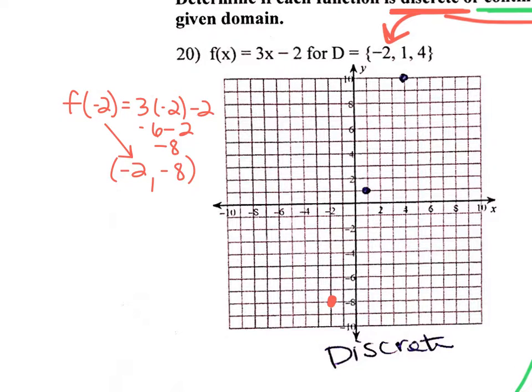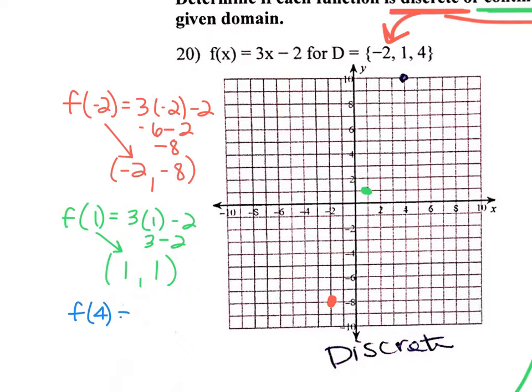All right, if we work that out again, this time they're telling us to do the same thing, but use the next domain, which is 1. So that's 3 times 1 minus 2. 3 minus 2 is 1. So now my ordered pair is 1 from the x value and 1 from what I just worked out. So that's 1, 1. When you work out this last ordered pair for f of 4, you should do all that work, and I think you're going to get 10 there. So the ordered pair you're going to be graphing is 4, 10. All right, make sure you know how to do that.